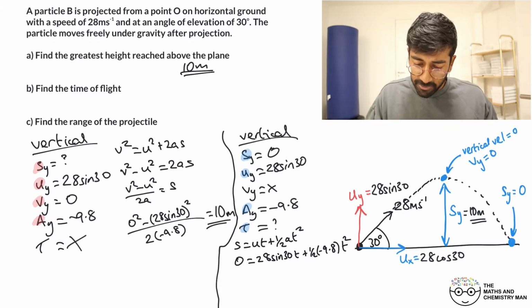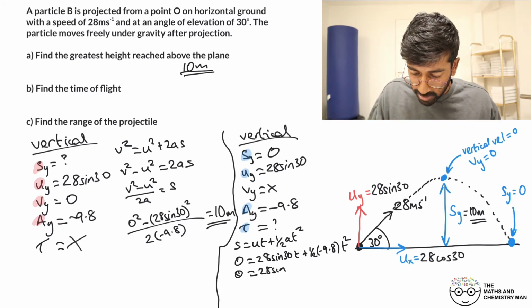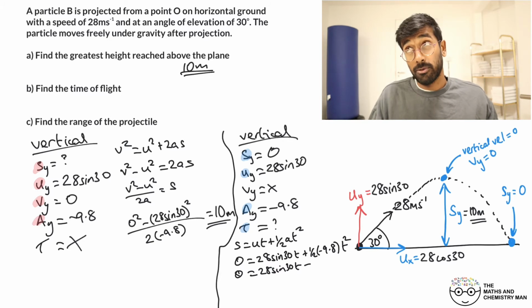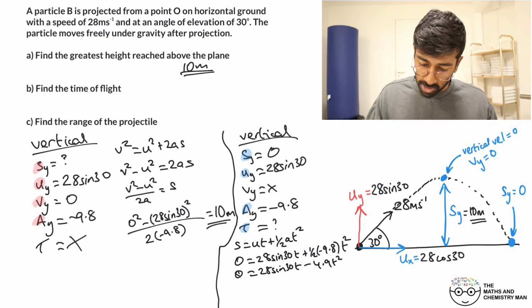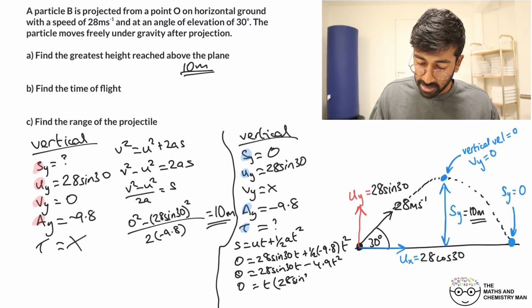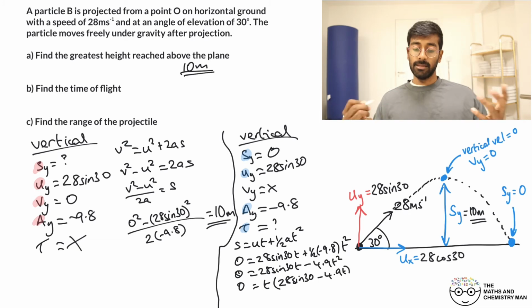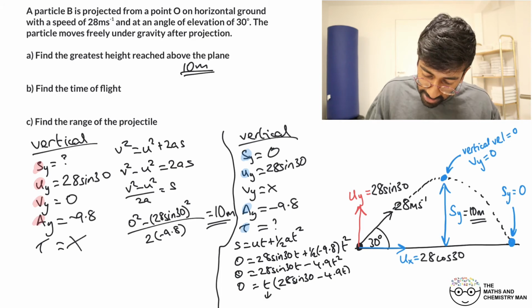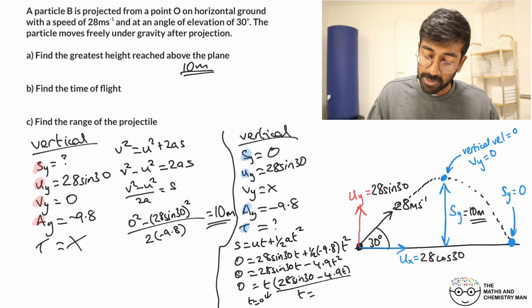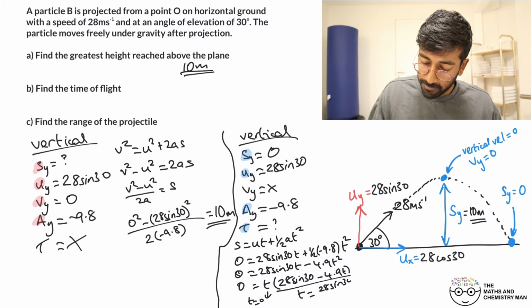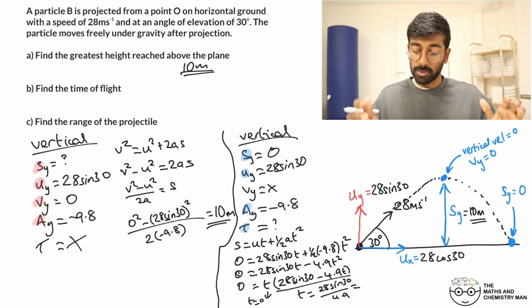Okay, cool. Let's simplify this a little bit. 0 equals 28 sine 30t, half of 9.8 is 4.9, minus 4.9 t squared. There we go. Okay, now to solve this, what should we do? I think we can just factorize. So just pull out t from there, and we're left with 28 sine 30 take away 4.9 t. Okay, great. So outside here, we can say t is equal to 0. But inside here, we're going to say t is going to be 28 sine 30 over 4.9.